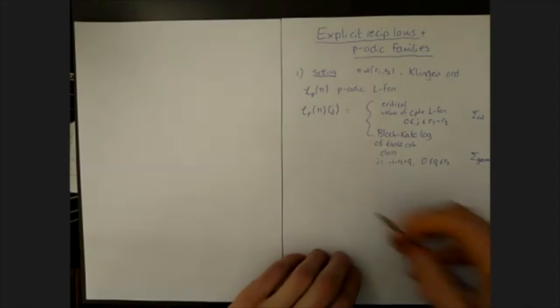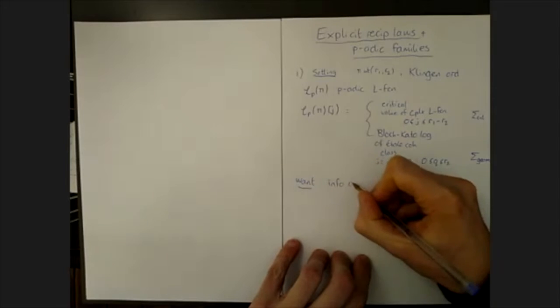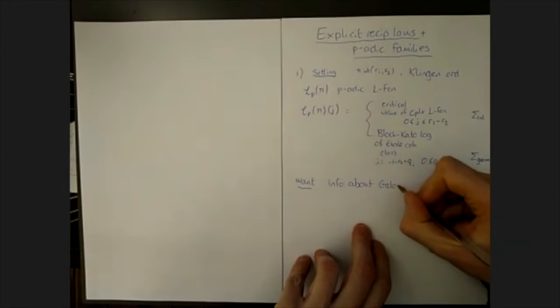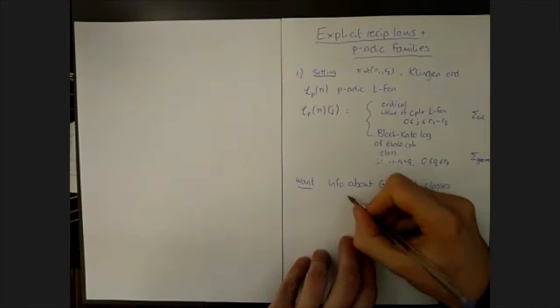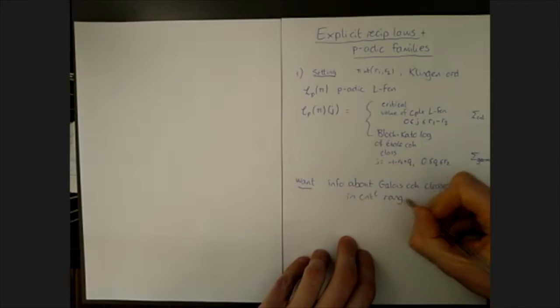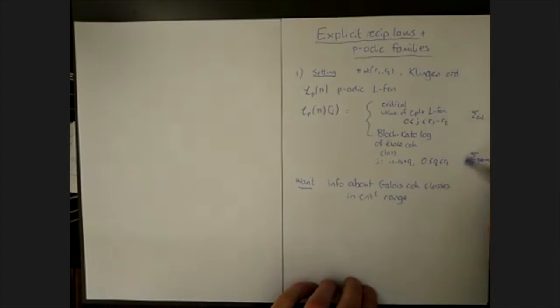And what we want is information about Galois cohomology classes, but in the critical range. So we want information about the vanishing or non-vanishing of the complex L-function at some critical value to have some direct consequences for some class in cohomology. And we want to do that by somehow dragging this information we have from the geometric range to the critical range.